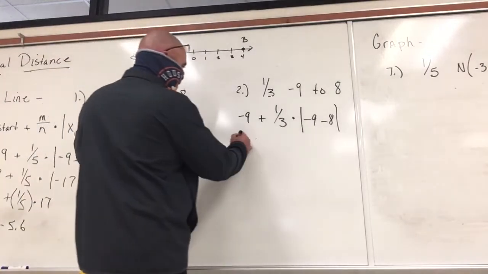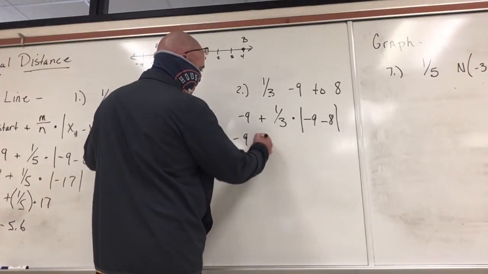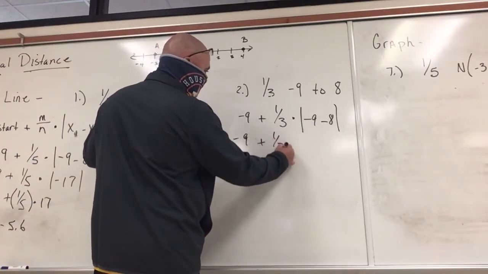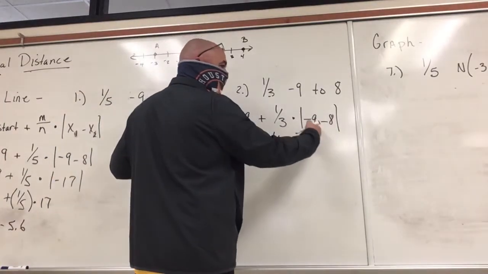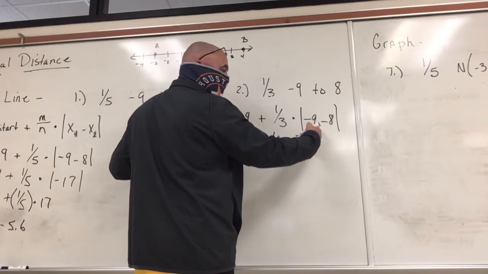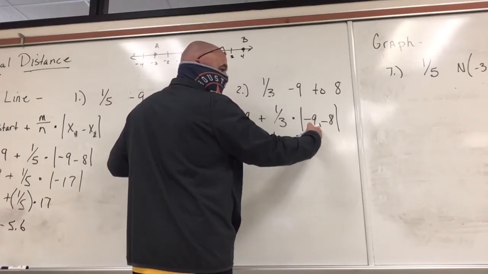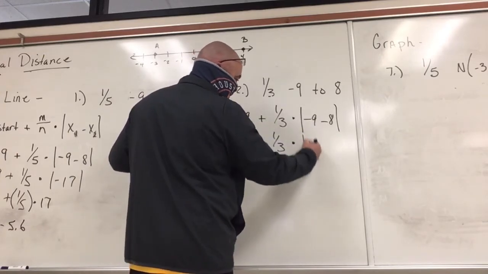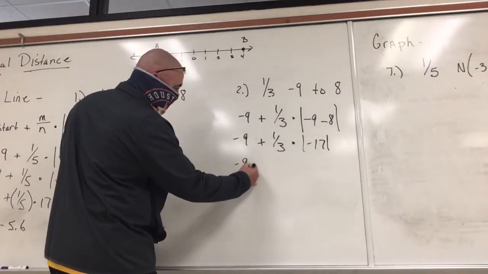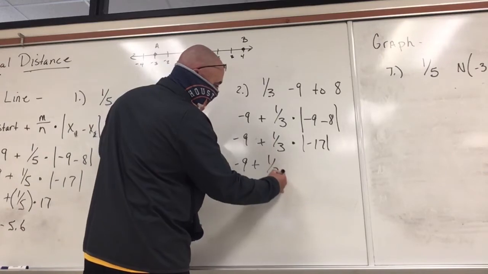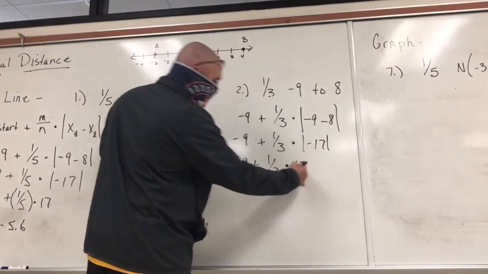Alright. -9 plus 1/3 times absolute value. What number goes inside the absolute value sign? What's -9 minus 8? -17. Okay. Alright, I end up with -9 plus 1/3 times 17.